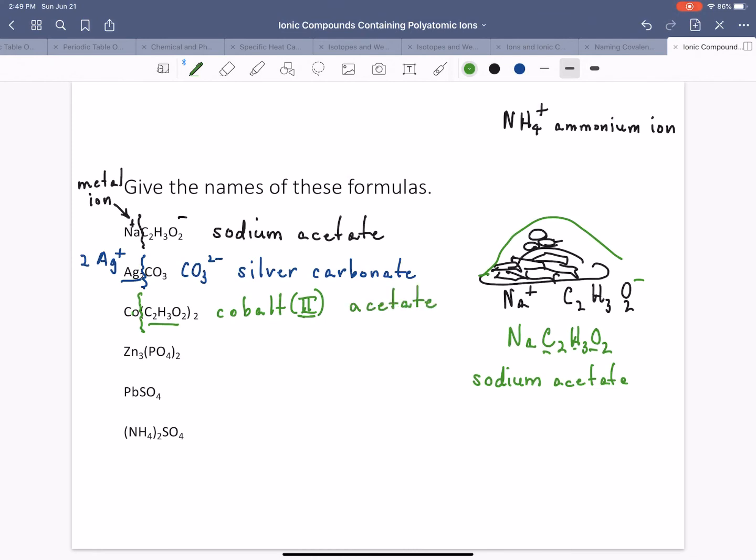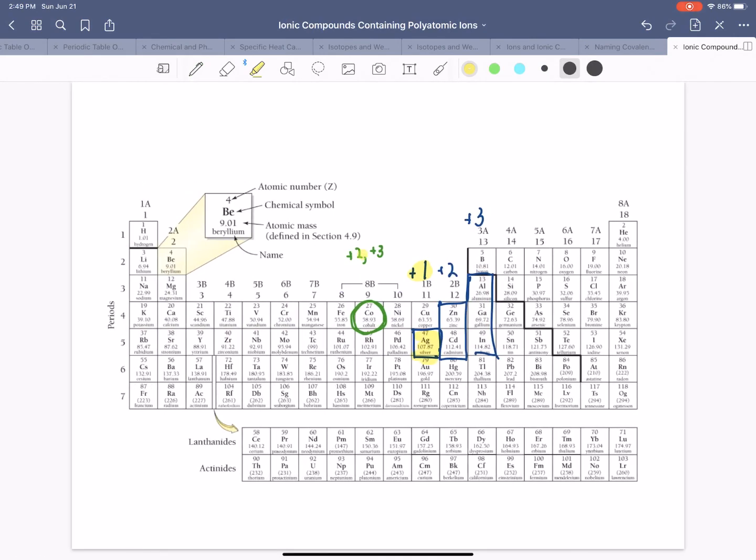So for these ionic compounds, we're never saying the number of ions. We didn't say anything about there being two silver ions. And what we're referring to here is the charge. The charge on the cobalt in this case was +2.